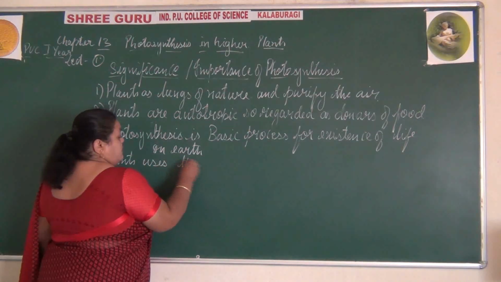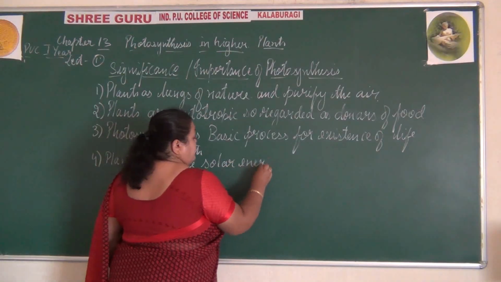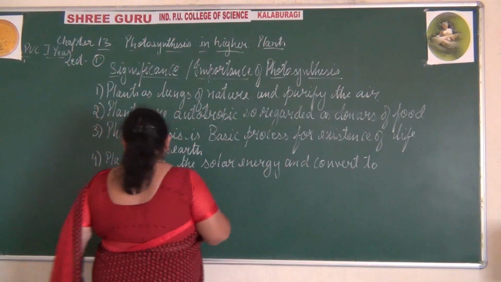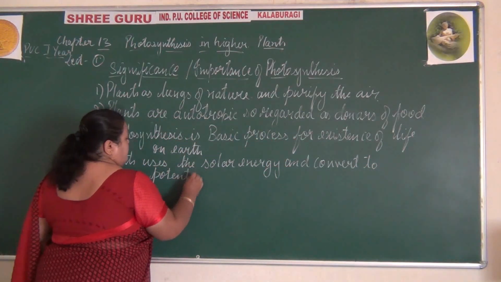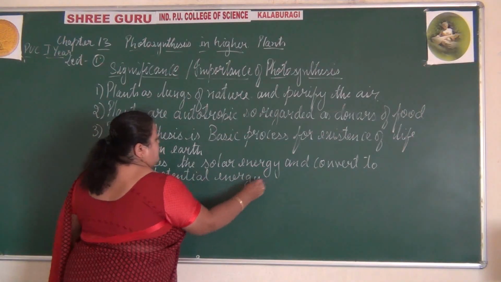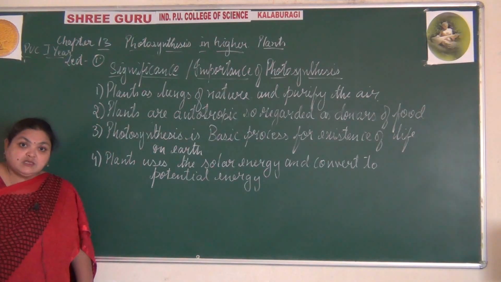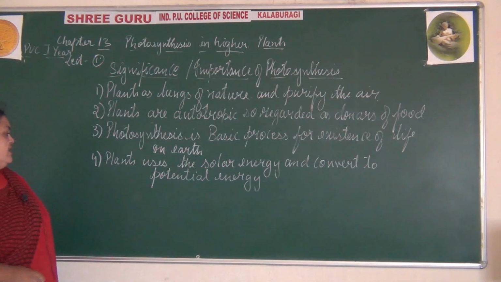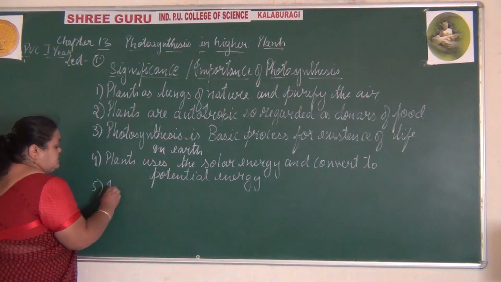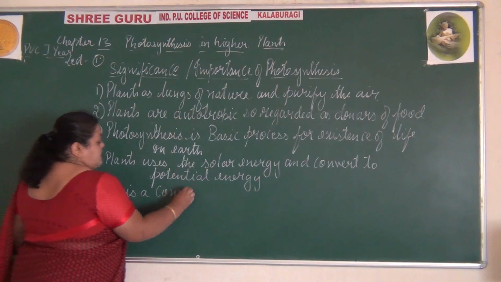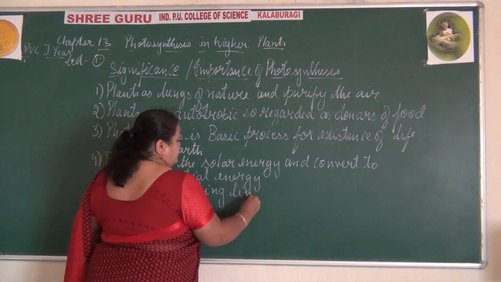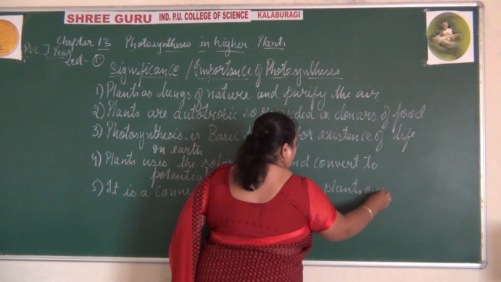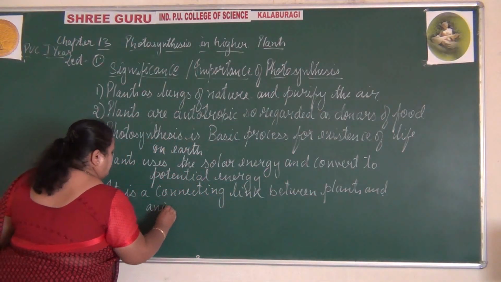Then it is a process where the plants use the solar energy and convert it to potential energy. Photosynthesis is the process where it uses the solar energy and converts to potential energy, and it is a connecting link between plants and animals.